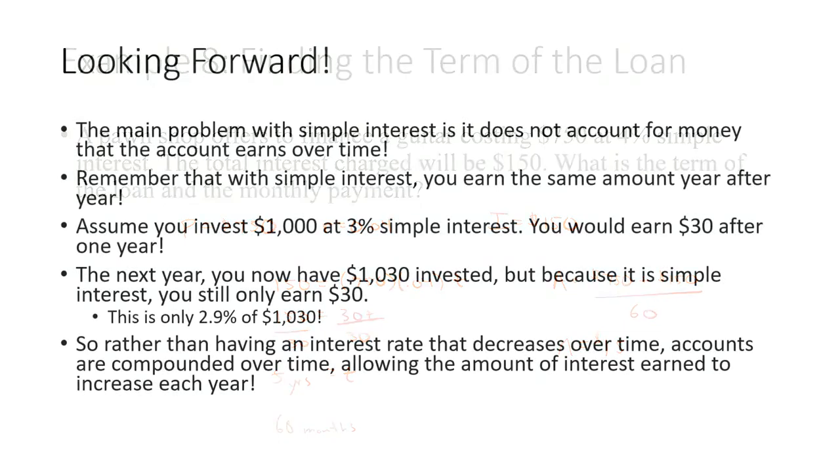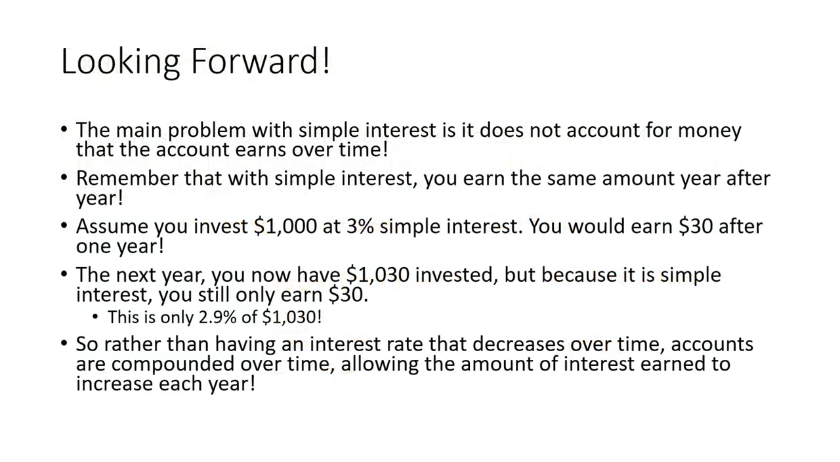The main problem with simple interest is that it doesn't account for the money that the account earns over time. So when you earn $30 that first year, that $30 doesn't earn interest the next year, and you're only paid the same amount. Each year you would earn $30. So if you invest $1,000 at 3% interest, you earn $30 one year. The next year, even though you now have $1,030 invested, because it's simple interest, you'll still only earn another $30. So the second year, your interest rate is now effectively 2.9%. So if you continue to earn $30 every year, your interest rate is just going to go down over time.